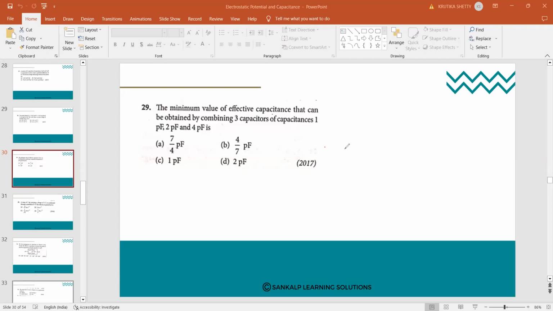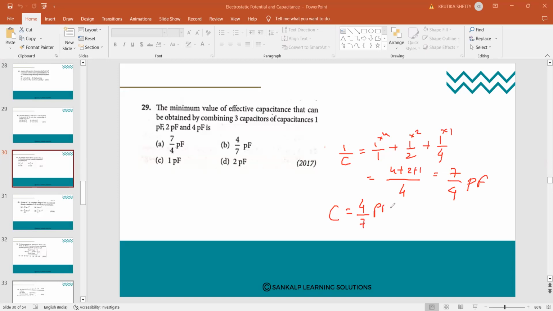So 1/C is equal to 1/1 + 1/2 + 1/4. Since all are in picofarad, I am not taking the unit, just picofarad. So what is 1/1 + 1/2 + 1/4? So the LCM is 4. So here it is 4s, 2s, 1s. That is 4 + 2 + 1. That is nothing but 7 divided by 4 picofarad. But this is 1/C, and we need C. Therefore it will be 4/7 picofarad.